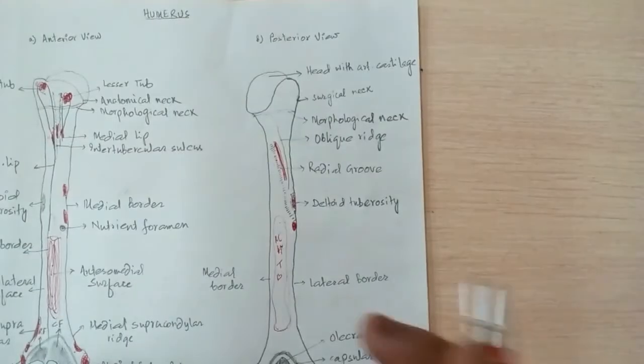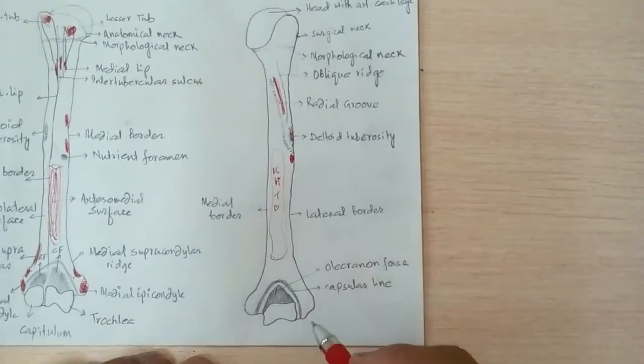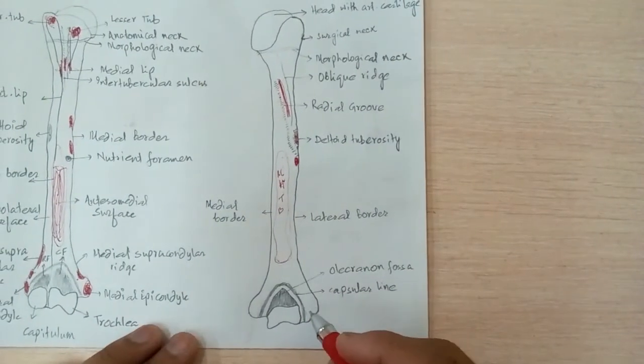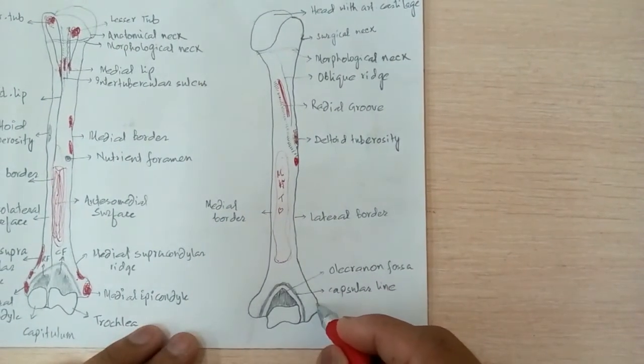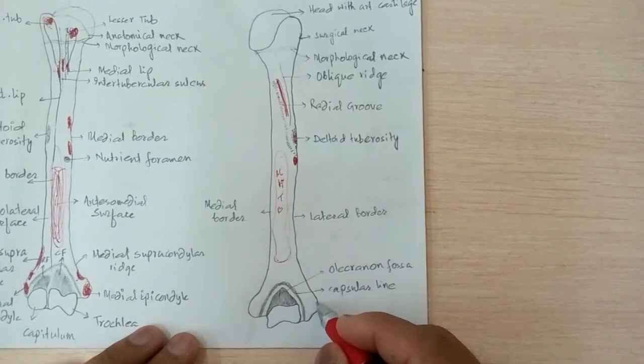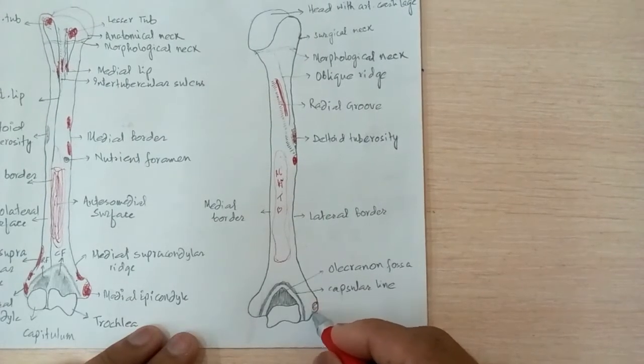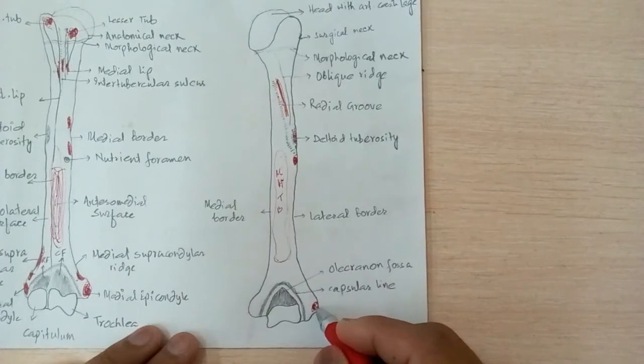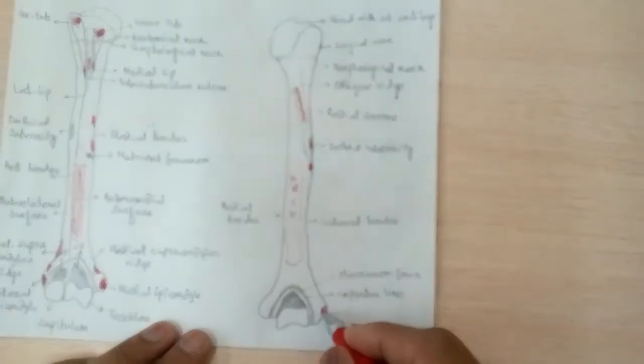And we have a small but very important muscle here, the anconeus muscle, on the lateral epicondyle of the humerus. On the posterior aspect, it is not seen on the anterior aspect, so it is an important muscle, the anconeus muscle.